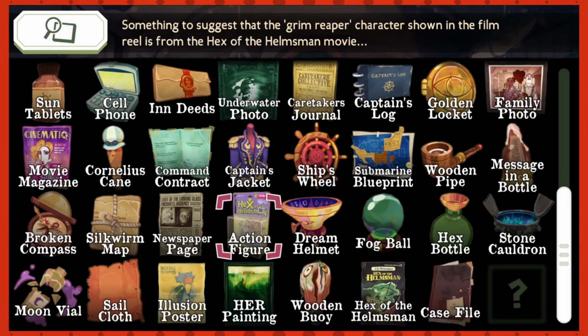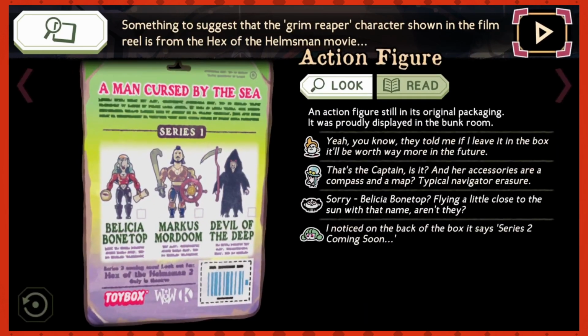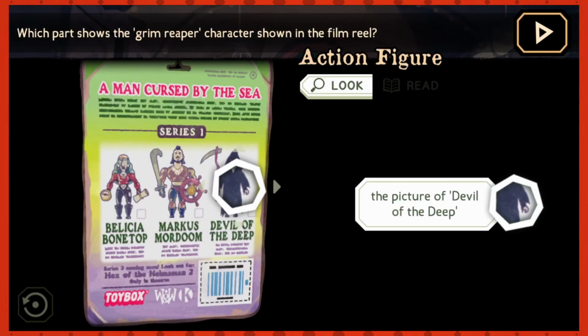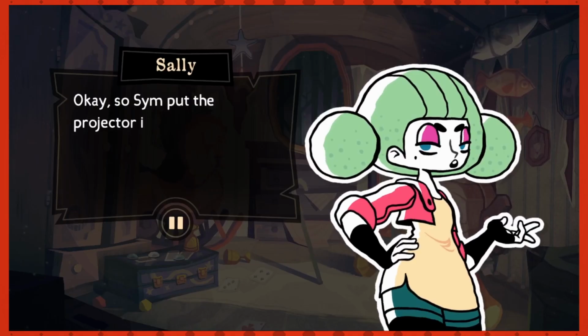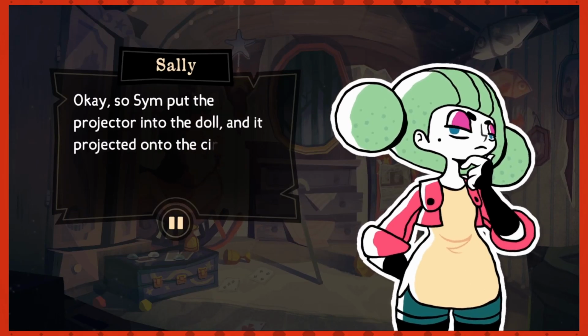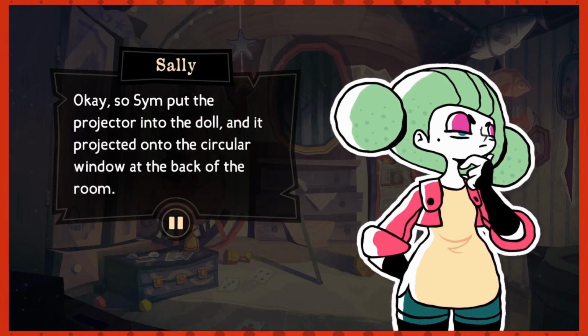We used the action figure for this. Where is it? Where'd the action figure go? Oh, there it is. Oh yeah, good catch. Okay, so Sim put the projector into the doll, and it projected onto the circular window at the back of the room.